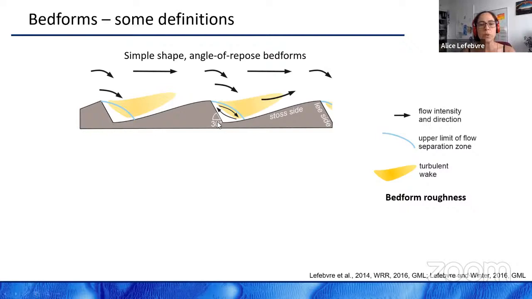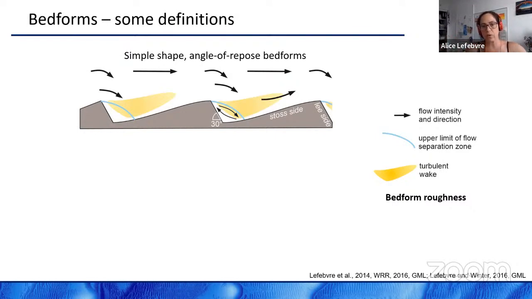Over such bedforms, the flow, which is going in this direction, separates over the crest, and there is a big eddy which forms here. So there is a big reverse flow which forms over the lee side, going in the opposite direction to the main flow. And there is a big turbulent wake which is created. So it's very high turbulent kinetic energy over there, and that creates a lot of bedform roughness. So it's taking energy from the flow, all that turbulence. And that's very important because that's going to impact a lot of different things.